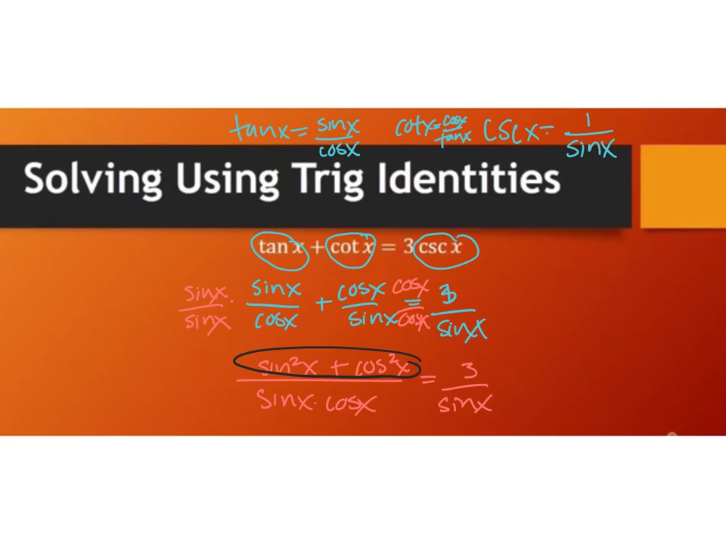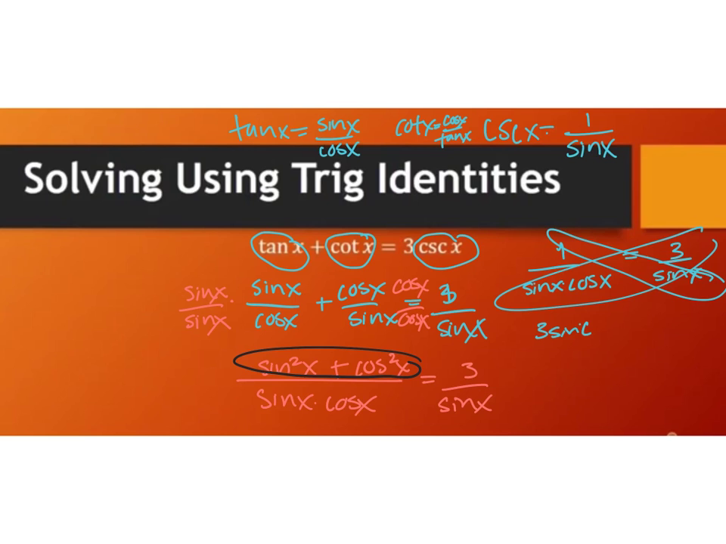You always want to look if there's something that you can substitute in based off your identity. Here we have a Pythagorean identity, so that's going to be the same thing as 1. So we would have 1 over sine of x times cosine of x is equal to 3 over sine of x. And here, flipping this is not really going to help us solve this. So we're actually going to have to cross multiply. We would have 3 times the sine of x times the cosine of x is equal to 1 times sine of x, which would just be sine of x.